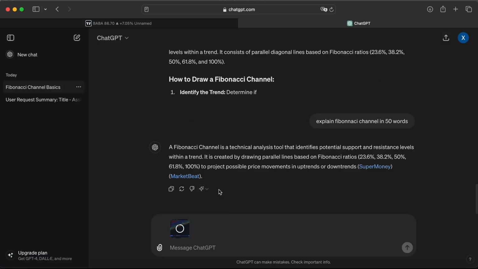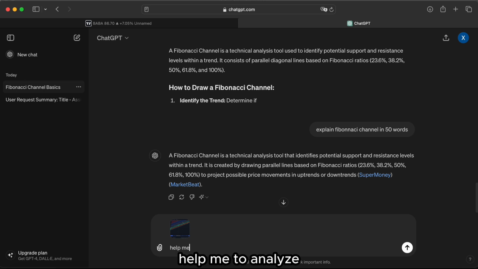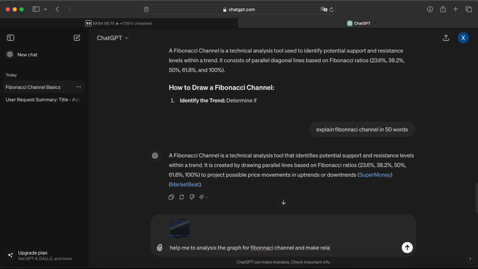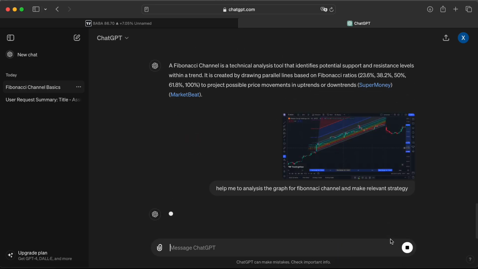And sure, they are using the newest version, 4.0. Help me to analyze the graph for Fibonacci channel and make a relevant strategy. So basically you can ask ChatGPT to customize your strategy.